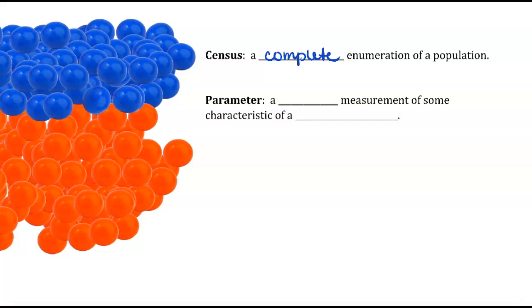The results that we get from the census are called a parameter. We found that there were 65 blue and 135 orange. Those are exact values, or a true measurement of some characteristic of a population. One way to remember the difference between a statistic and a parameter is to think sample, statistic, population, parameter. If you're using values from a sample, your results are a statistic. If you're using the results from a census and looking at the entire population, you have yourself a parameter.